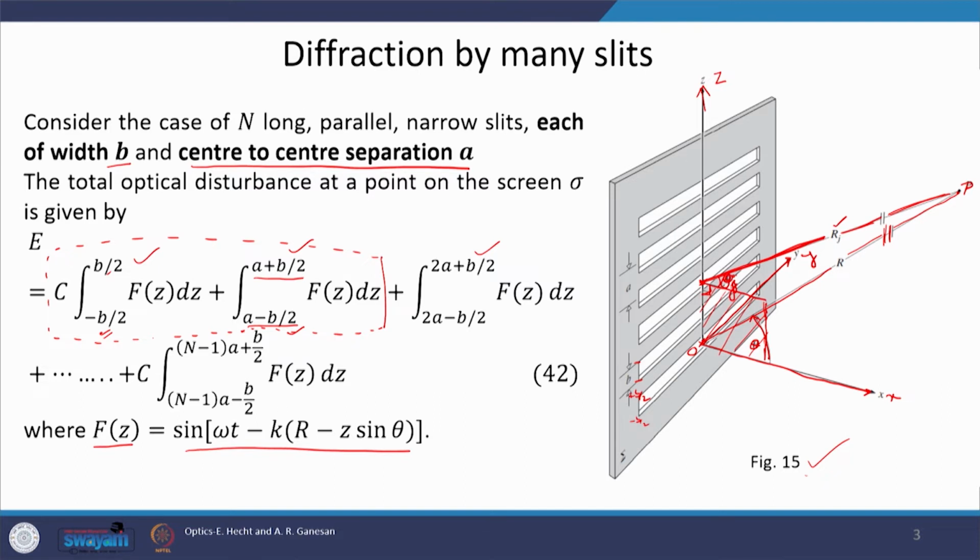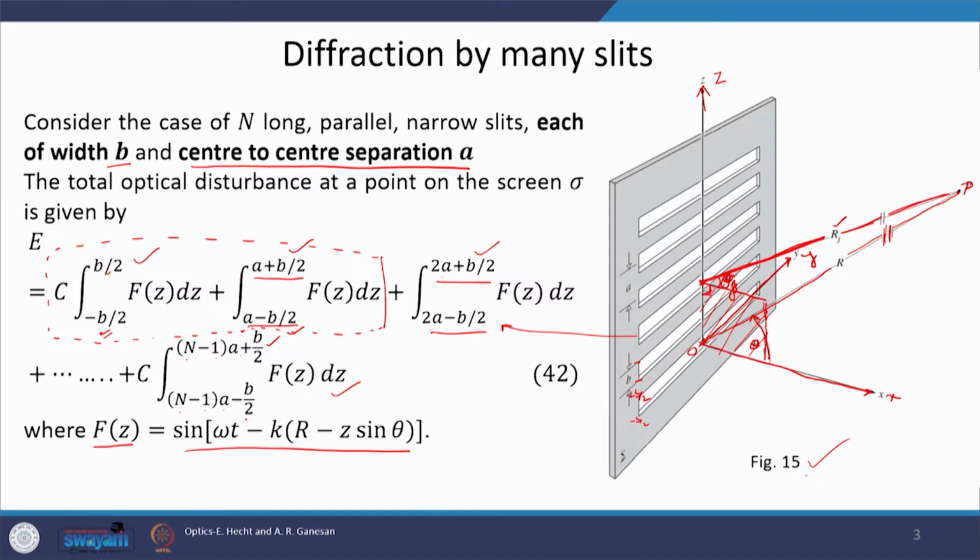Now in this case we have a large number of slits. In this particular case we are considering capital N number of slits, therefore N such integrals would be written with appropriate limits. Now for the third slit, the limit would be like this, 2a minus b by 2 to 2a plus b by 2, and similarly for the last slit the limit would be (N minus 1)a minus b by 2 to (N minus 1)a plus b by 2. Now we will have to solve all these integrals.